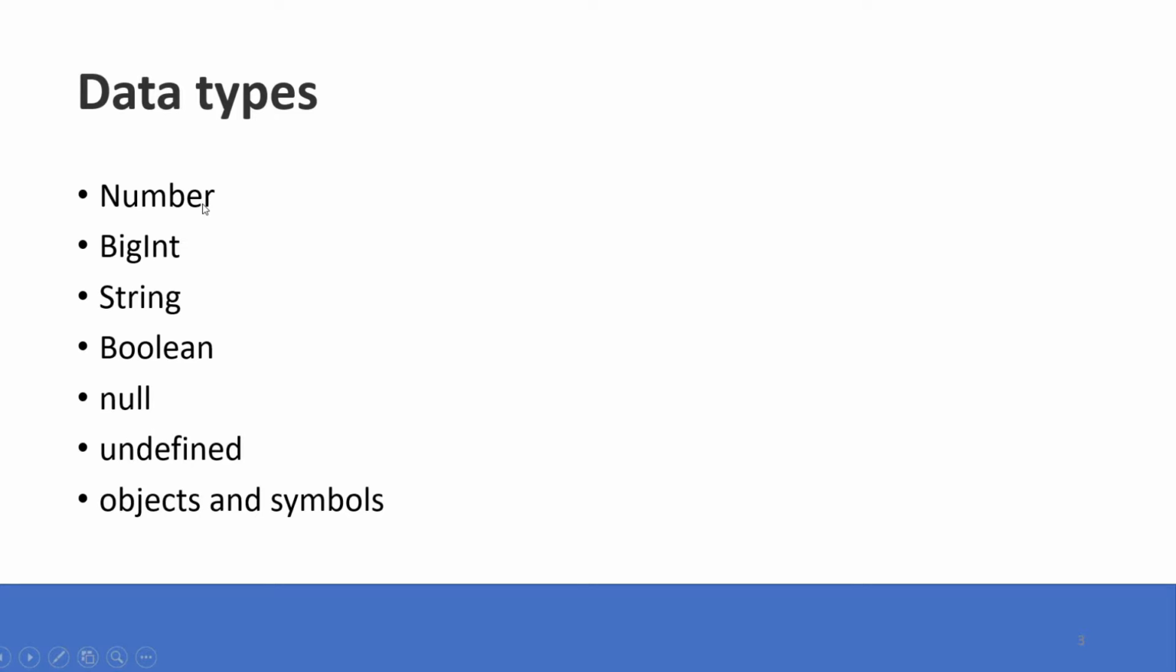So these are the 8 primitive data types: number, BigInt, string, Boolean, null, undefined, object and symbol. We will talk about these 6 now, but objects and symbols we will explore in later videos. So now let's talk about the number.